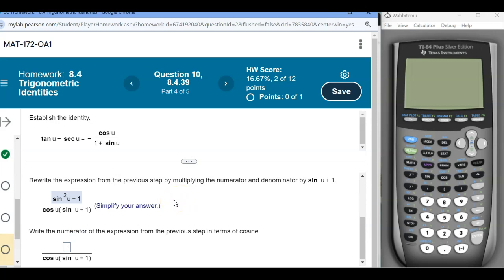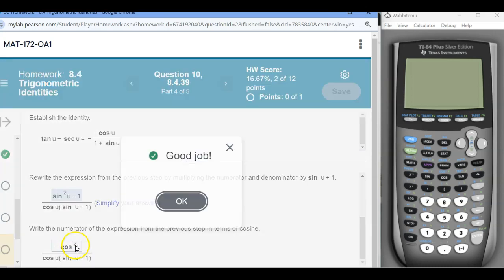Sine squared minus 1 is the same thing as negative cosine squared. Keep that in mind. 1 minus sine squared is positive cosine squared. This is sine squared minus 1, so this is actually negative cosine squared. So watch your signs. Be careful when you put that in there.